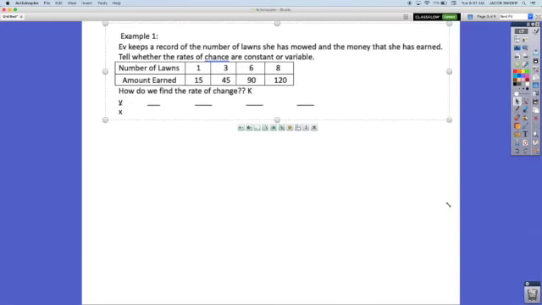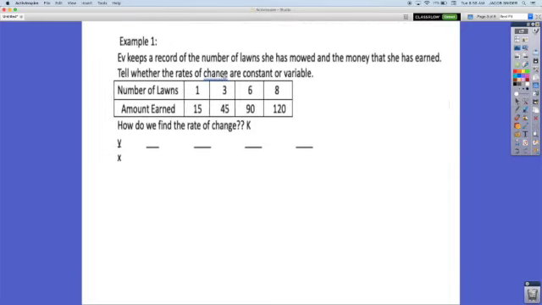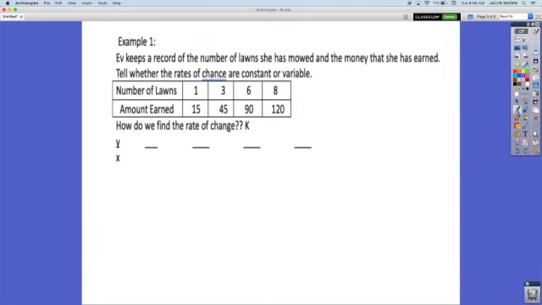All right. Eve keeps a record of the lawns that she mows and how much money she makes when she does it. Okay? Tell whether the rates of change are constant or variable. Let's talk about what those words mean. Constant, what's constant mean? We talked about that a little bit yesterday. Constant means the same. Variable means different. If they're the same, it's going to be linear, and that's a good thing. If they're not, then we got a problem. But honestly, during your 8th grade year, most of this is going to be constant. Okay, our rate of change is going to be constant.